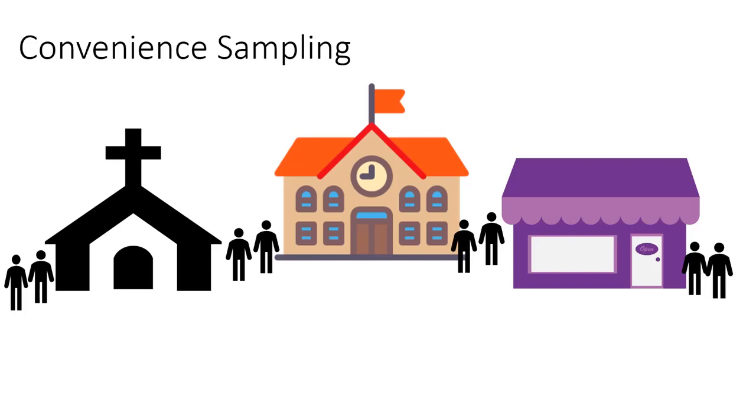So in convenience sampling, you go to maybe your church, your school, your stores, and you ask the people around you whether or not they've had COVID-19. The people that it's easiest for you to access, those are the people that you are going to ask.